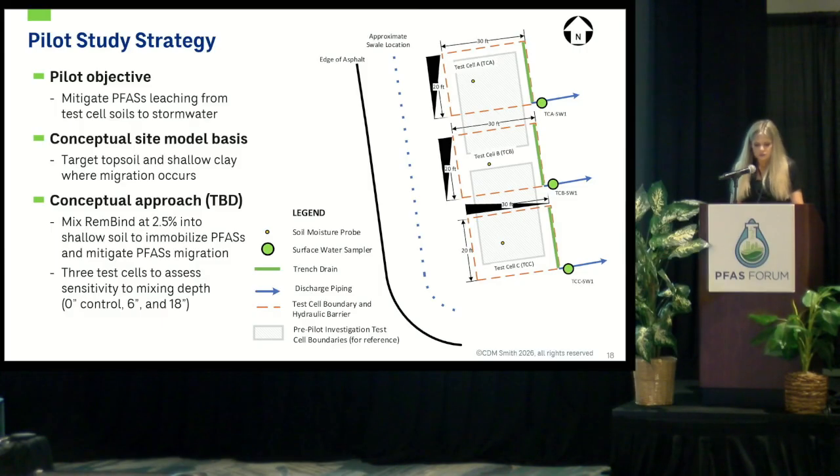A trench drain was installed down gradient of the test cells to capture stormwater runoff after it flowed across the treated soils. Performance samples were collected in the discharge pipe at the end of the trench drain. Baseline runoff samples were collected before treatment, and implementation was completed in late 2024. And post-treatment sampling was completed following a rainfall event. The next few slides show the results.